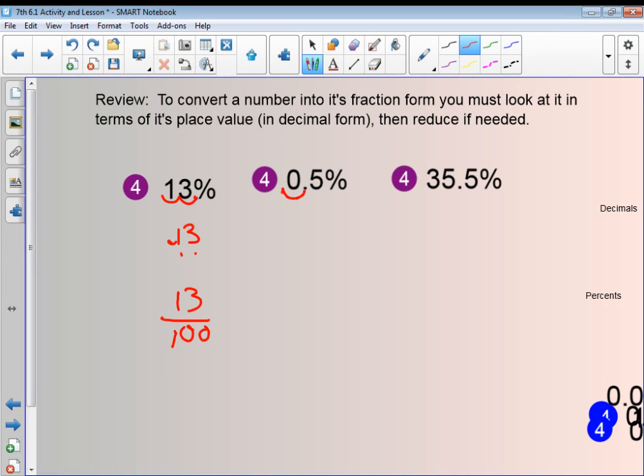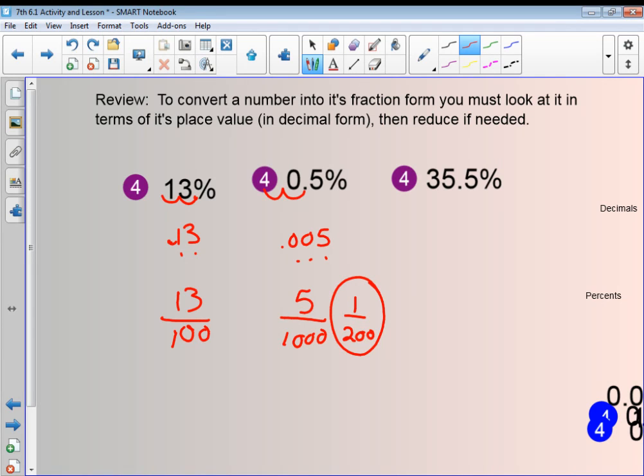So away from the percent 2 places, 0.005. So that would be a 5 on top, and then 1, 2, 3 places is 1,000, 3 zeros. That would reduce because 5 would go into both of those. 1 over 1,000 divided by 5 is 200. That would be my final answer.